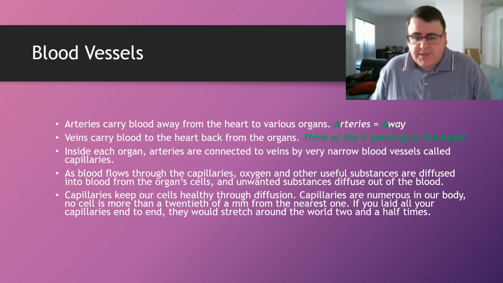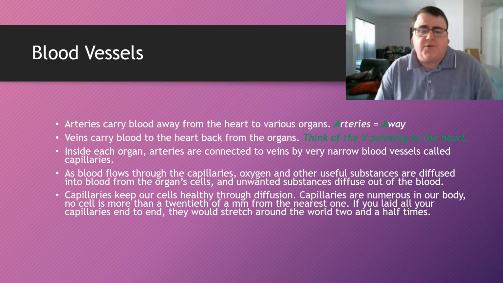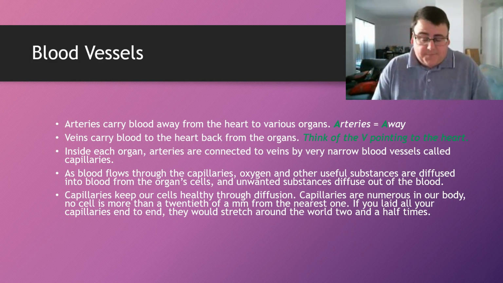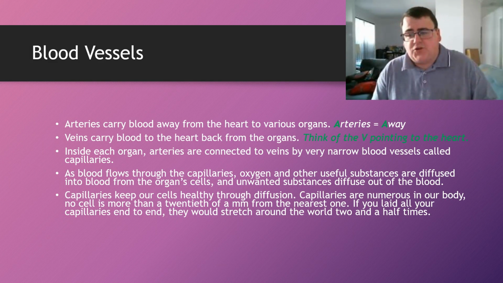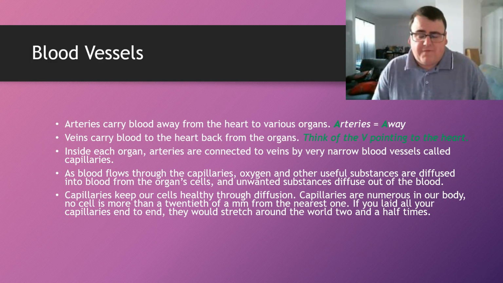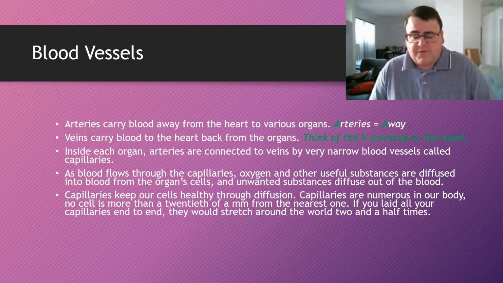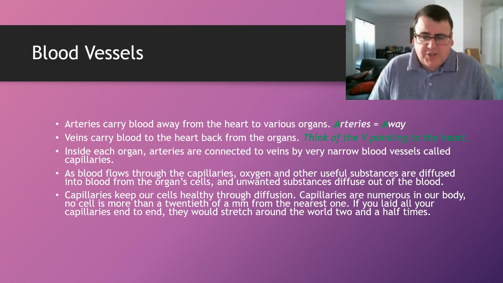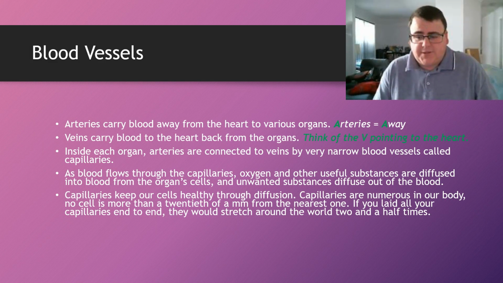Inside all your organs, the arteries and veins are connected by very narrow blood vessels called capillaries. Capillaries are 1 cell thick, and what they do is allow nutrients to be transported back and forth between the different blood vessels and the organs. We've talked about capillaries when we talked about exchange surfaces. We're going to talk about them again in the circulatory system.